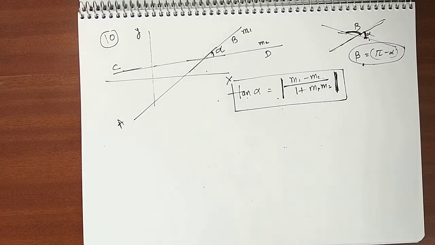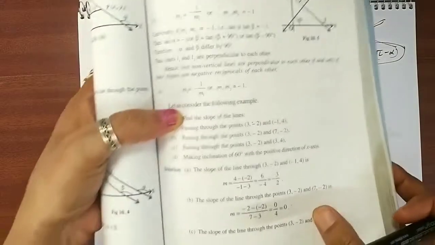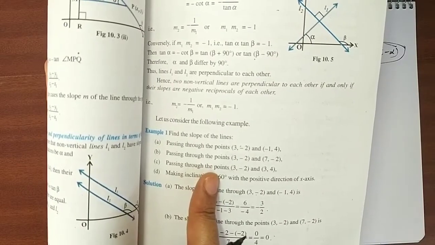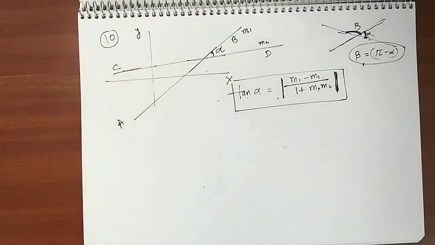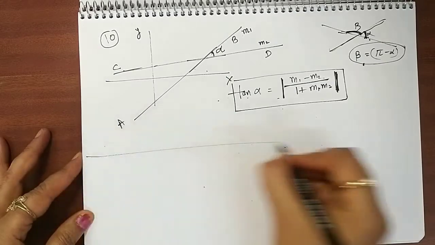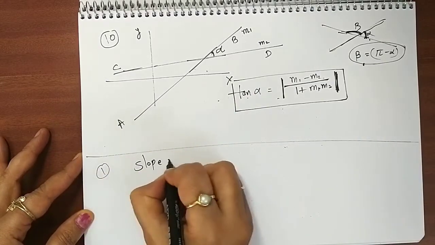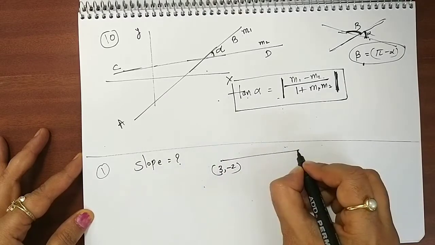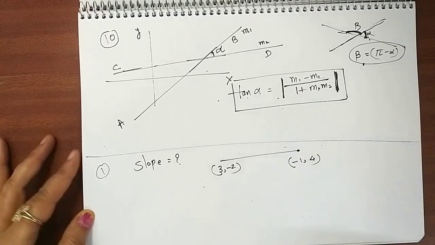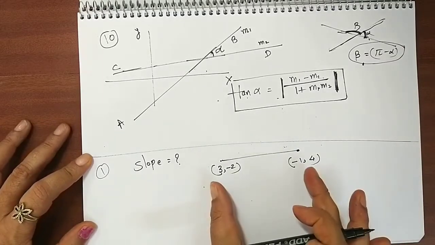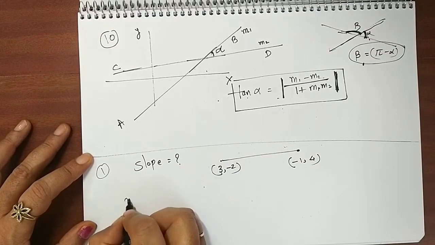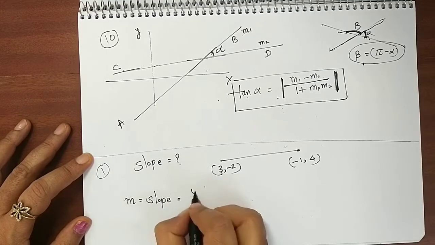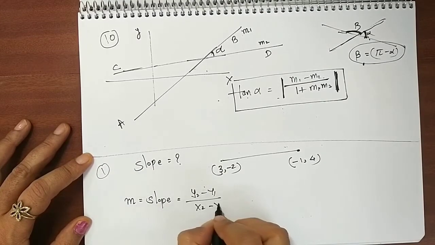Okay, now let's please open your book. This is example one that I am going to solve from your NCERT. It is on page number 207. They are asking, find the slope if the points are given: 3 comma minus 2 and the second point is minus 1 comma 4. So remember, if points are given, what was the formula for slope? Slope symbol is m and the formula is (y2 minus y1) over (x2 minus x1).